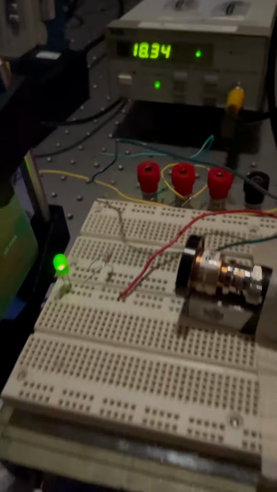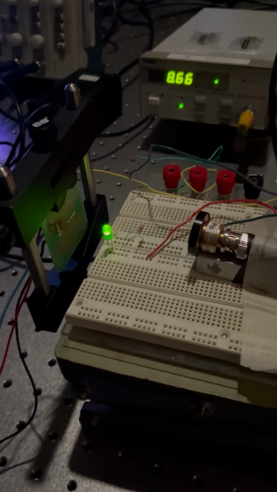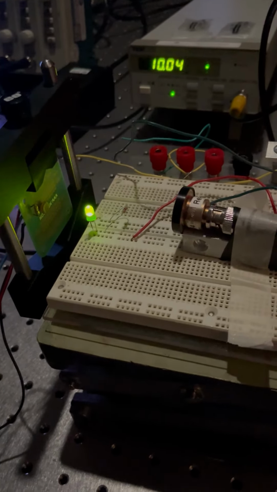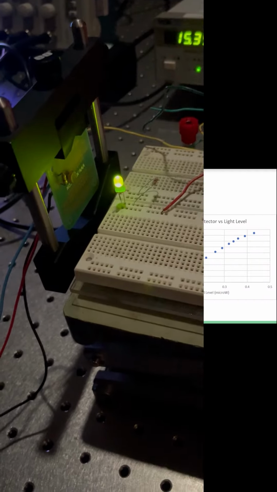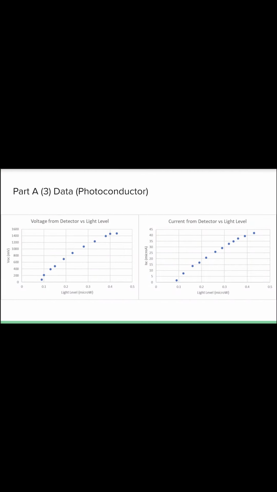For the next part, we used the same procedure as for the PIN diode, except for our photoconductor, and we found the same linear relationship for current and light level, and the logarithmic relationship for voltage and light level, and again, this is what we expected to find.